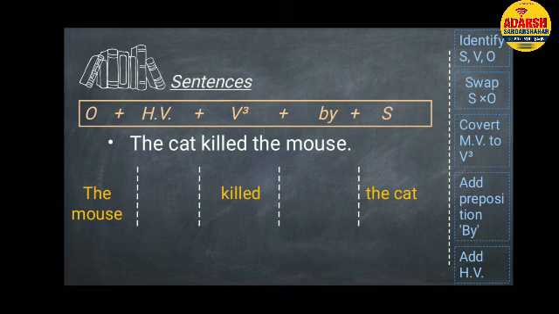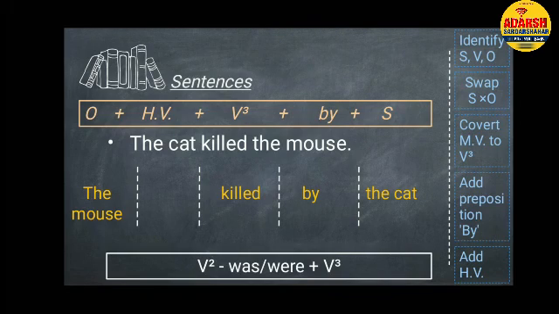Now fourth is add preposition by. So we put here by before our subject. Now as you can see, our fifth step is add helping verb, and we have to put here the correct helping verb to make our sentence correct. Now let's recall helping verb in active and passive.